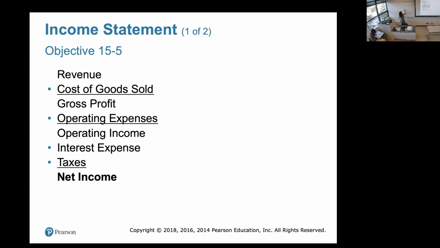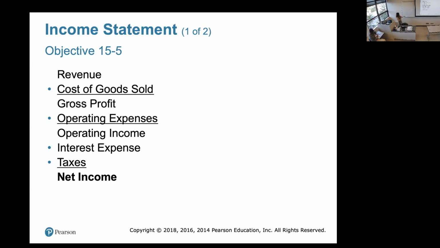Minus COGS, which we said is 15,000, right? So when we subtract that, how much do we have left? Come on, math. 50,000 minus 15,000 is 35,000.